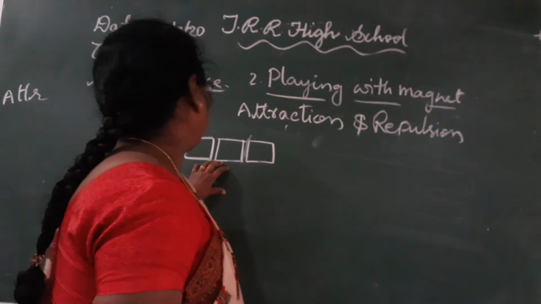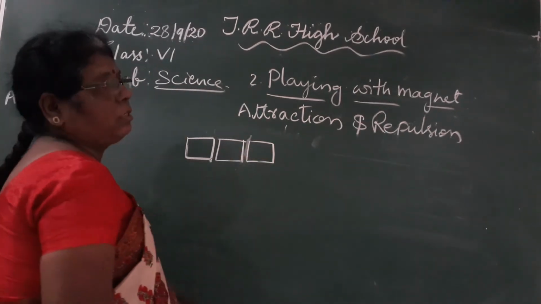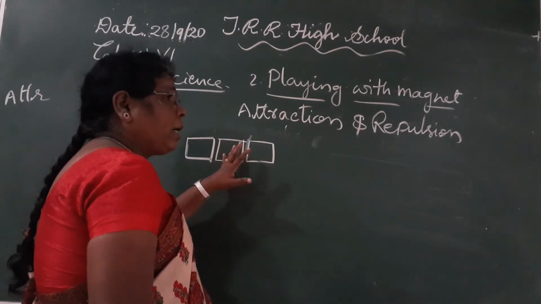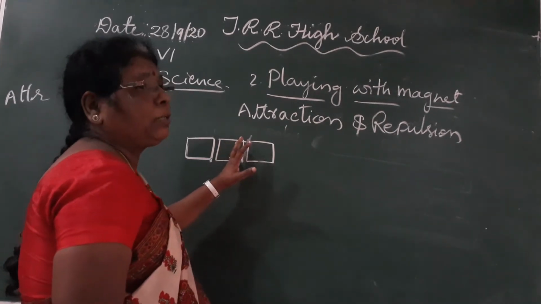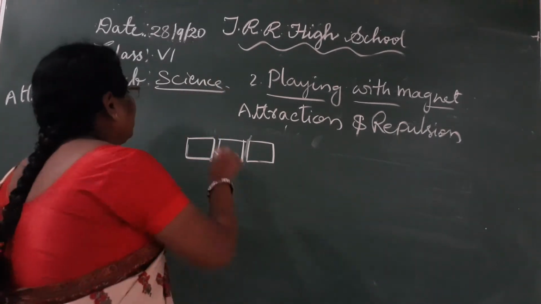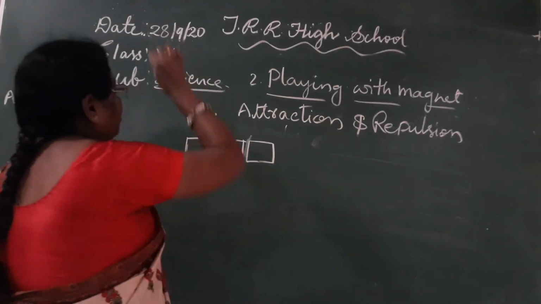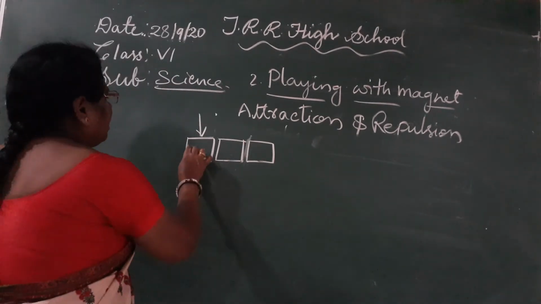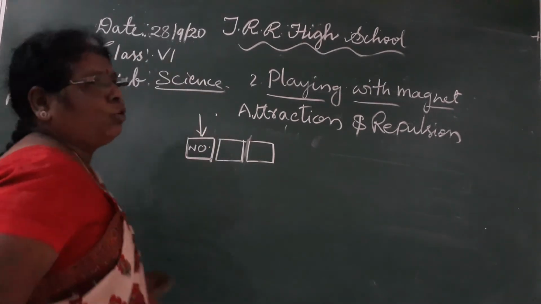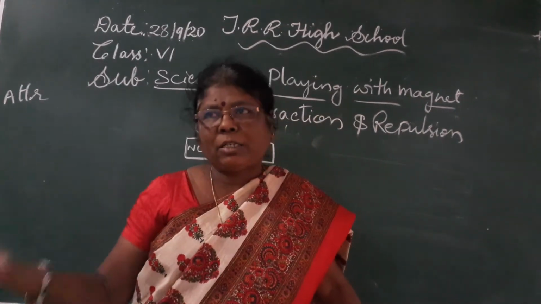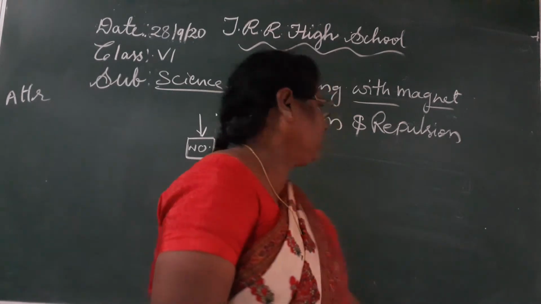Now I have given three blocks. You have to find out which one is a magnet, which one is a non-magnetic material, and which one is a magnetic material. Take a magnet and bring it to the first block. It will not attract. No attraction takes place with this magnet. So the block given is neither a magnetic material nor a magnet.